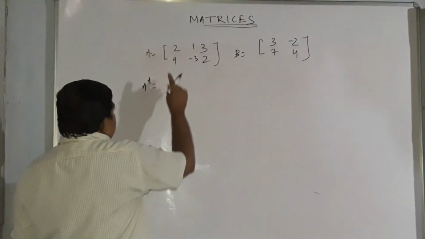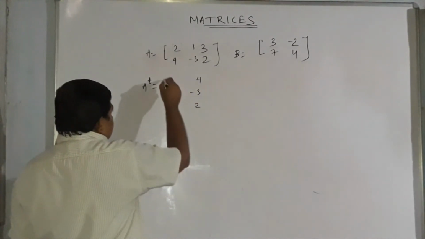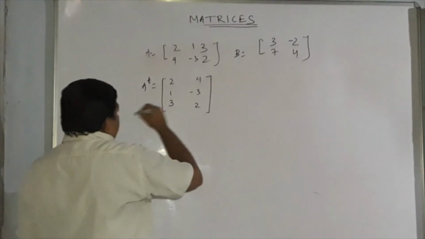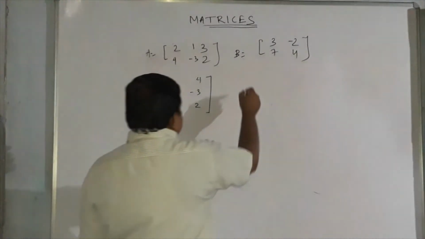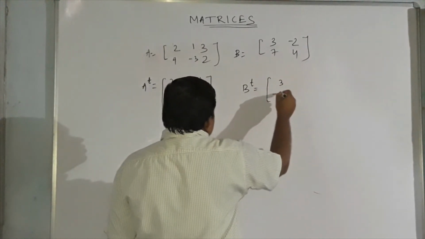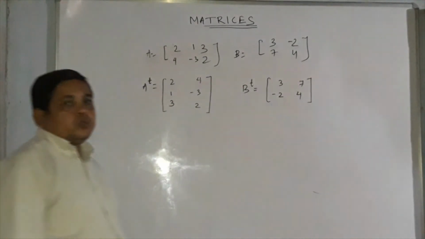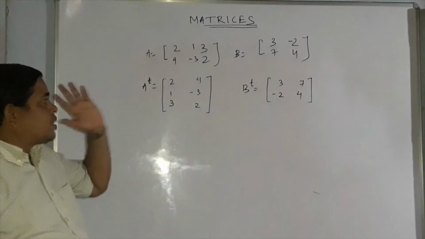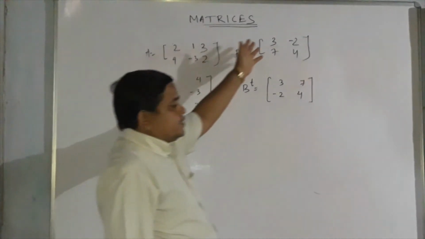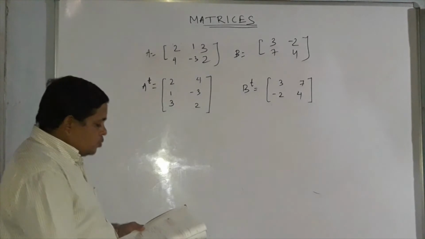So here 2, 1, 3, you write down as a column 2, 1, 3. Here 4, minus 3, 2, you write as a column 4, minus 3, 2. That means you got AT. Now write BT, transpose of B, in a similar manner: 3, minus 2 down, now 7, 4 down. Did you get it? Remember what I am saying step by step. Matrix A is given, matrix B is given. Then you find the transpose of both A and B respectively. Then you found it. Now the next question.